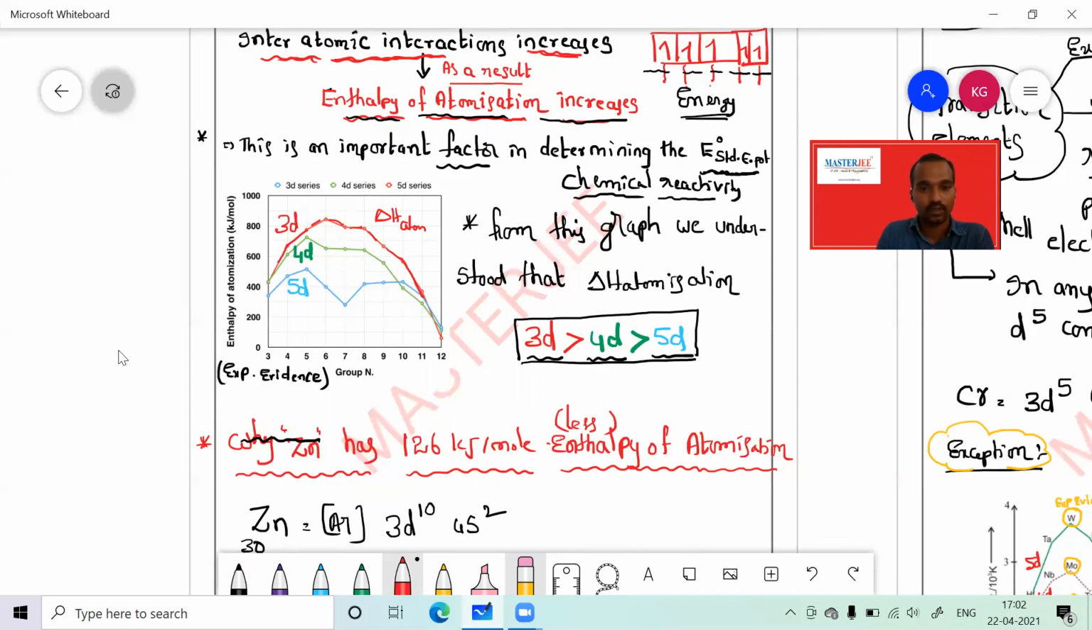Next, 4d series elements are in the next category. They have the next level of enthalpy of atomization. Then 5d series elements have the next level of enthalpy of atomization. So if you compare the enthalpy of atomization, 3d series elements have high values, and then 4d and then 5d series elements. It's experimental evidence we have, so we have to know this.